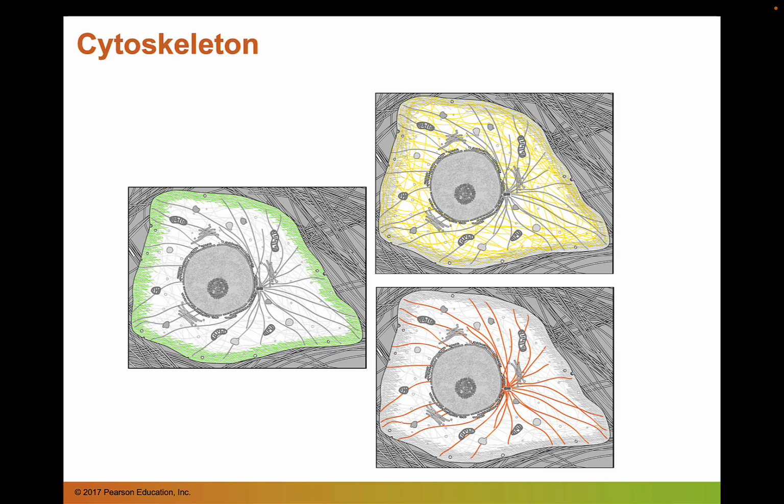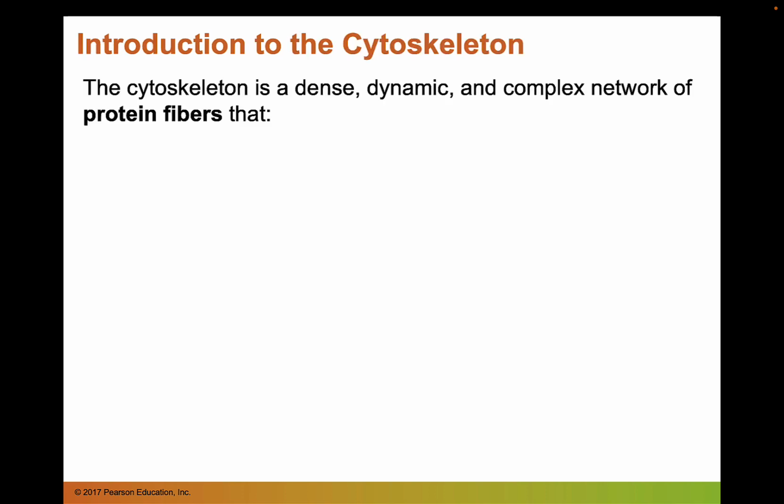But first, let me start with an overview of the cytoskeleton. The cytoskeleton is a dense, dynamic, and complex network of protein fibers that help a cell maintain its shape. So the cytoskeleton gives a cell its round shape, or if it's spread out on a substrate, and it can also help that cell resist forces like being pulled apart or compression forces like being squished together.